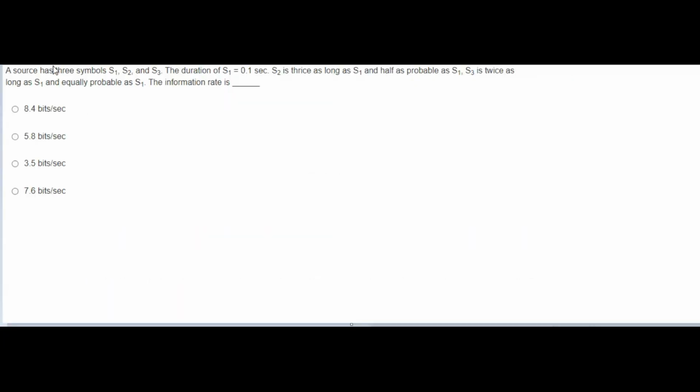Another simple question. It shows that a source has three symbols, S1, S2, S3. They say the duration of S1 is 0.1 second and S2 is thrice that of S1. So S1 is 0.1 second duration. I can say TS1 is 0.1 second, and next TS2. That means S2 is thrice that of S1, so 0.1 into 3 is 0.3 second.